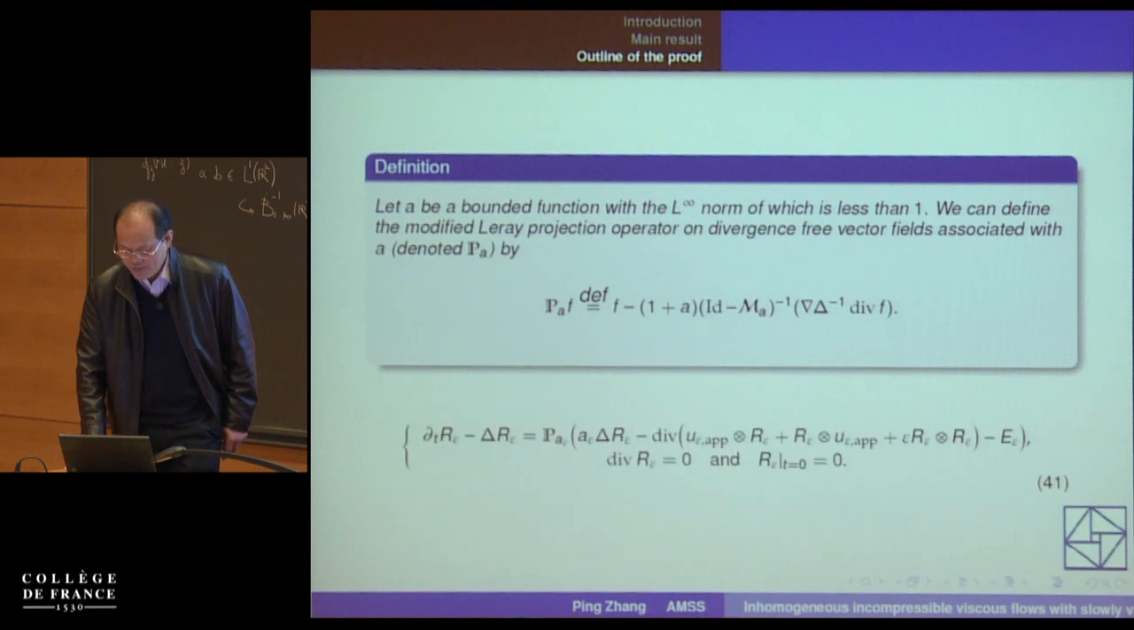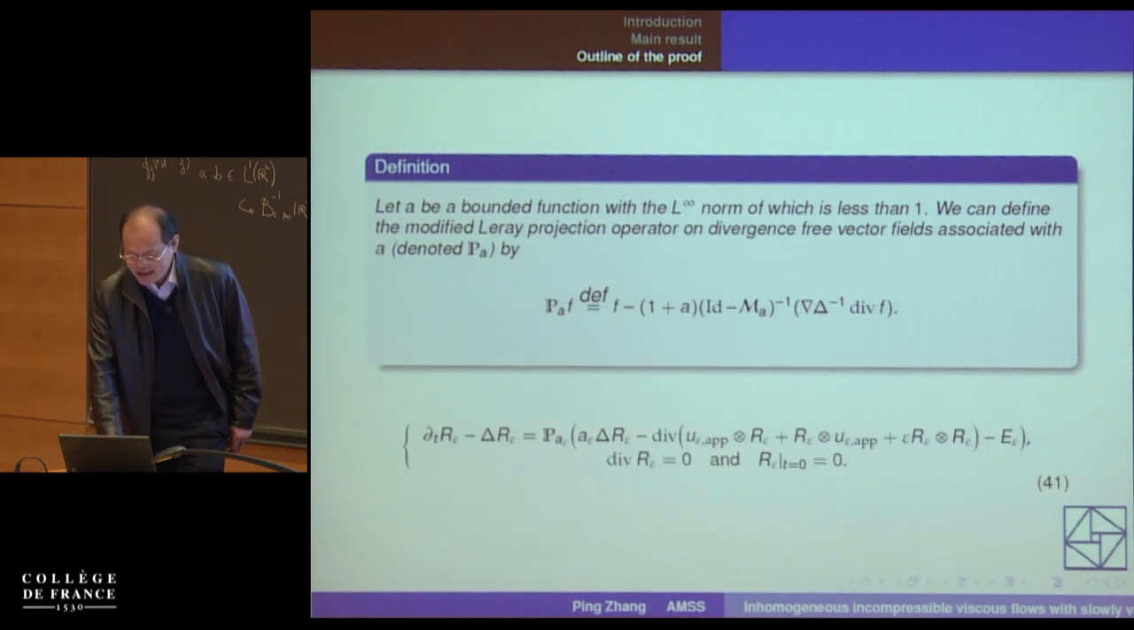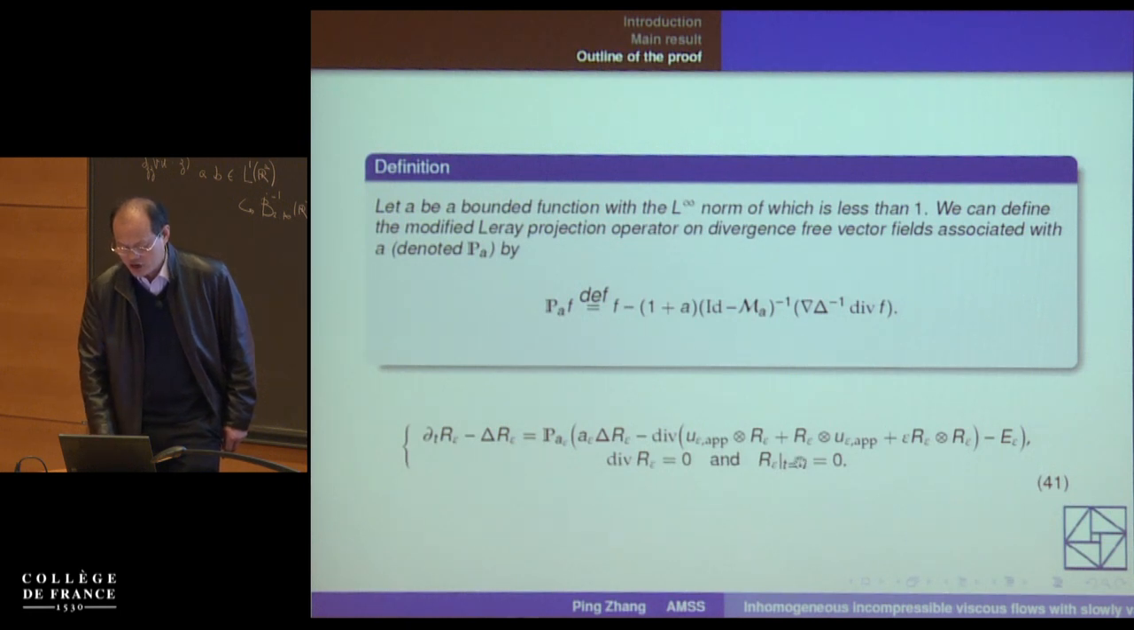So with the introduction of this modified Leray projection operator, we can rewrite our original system in the following way: partial t of R epsilon minus Laplacian R epsilon equals P_A acting on the right-hand side, and the divergence-free condition on this R epsilon.